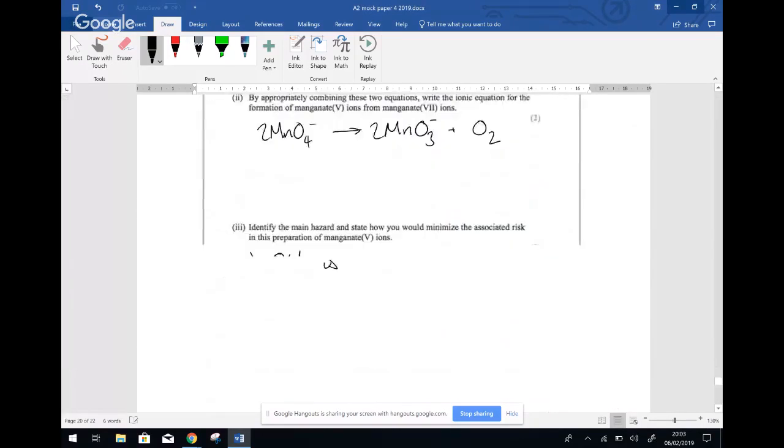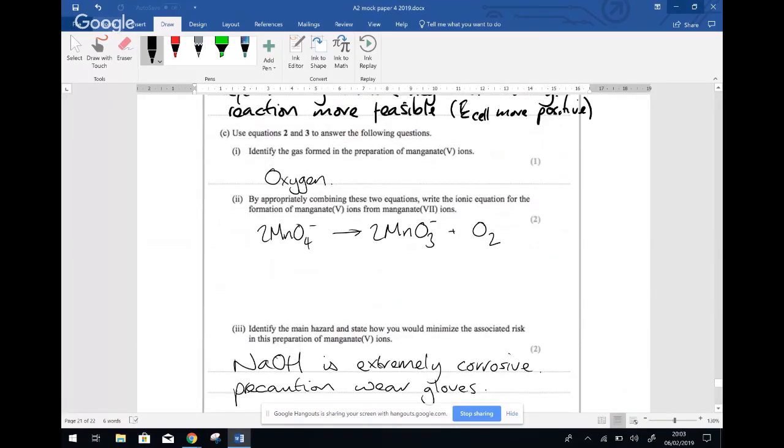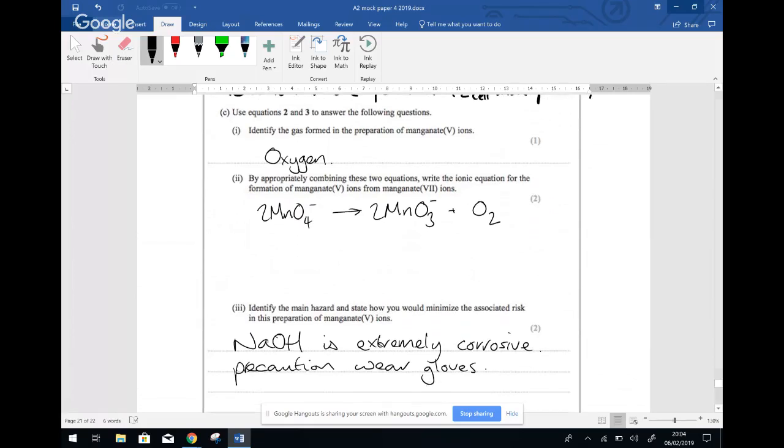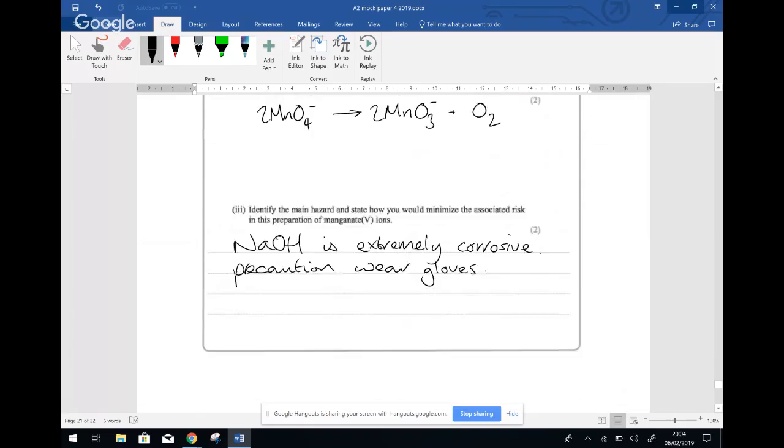Right, so go back to here. By appropriately combining these 2 equations, write the ionic equation. If you combine the 2 equations, there's your overall. Everything cancels right down. All the OH minuses disappear. It's dead straightforward. Happy to walk you through that, guys, if you need to.